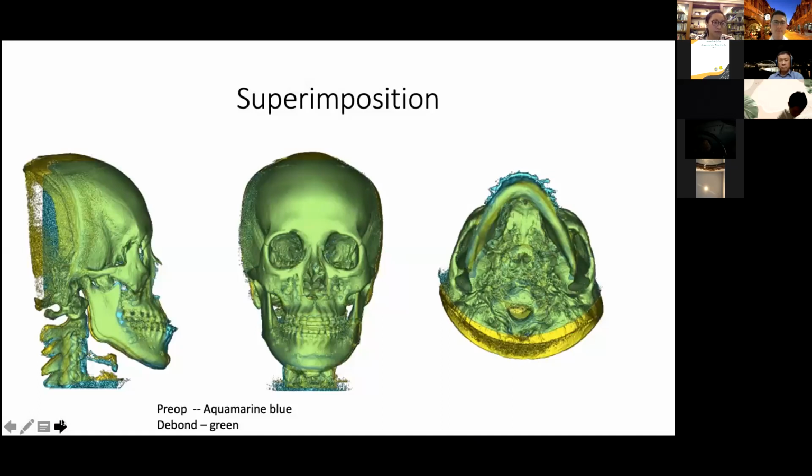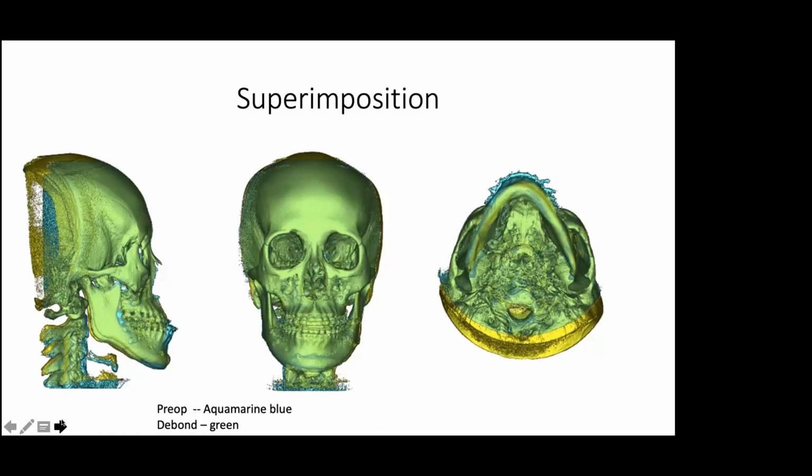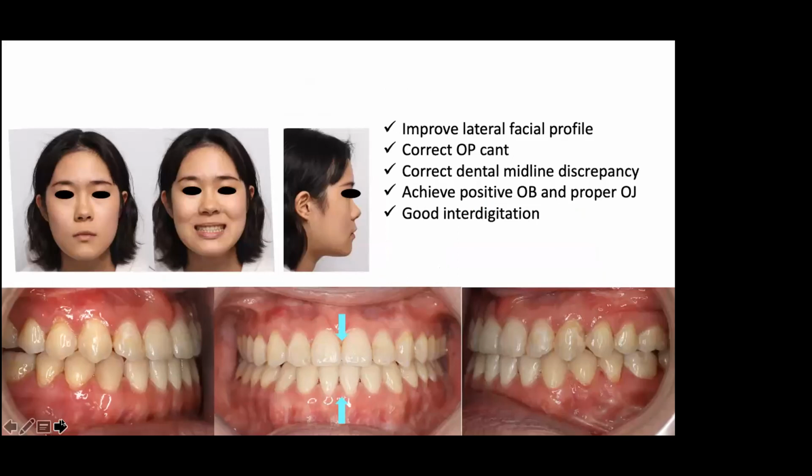So we performed maxillary surgery, including mild Le Fort 1 advancement, mandibular BSSO setback with mild counterclockwise rotation, and genioplasty. The pre-op is in blue and the finish is in green. After treatment, we improved her lateral profile, corrected the occlusal plane canting and dental midline discrepancy, and achieved positive overbite, proper overjet, and good interdigitation.